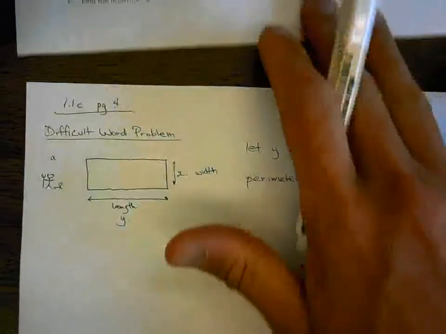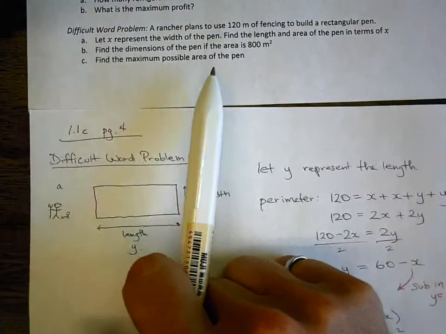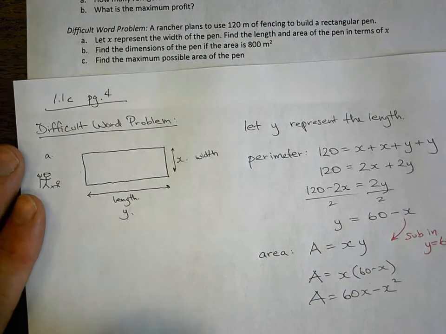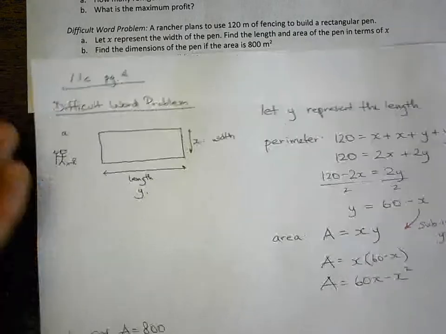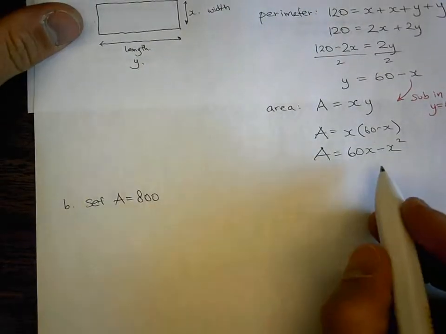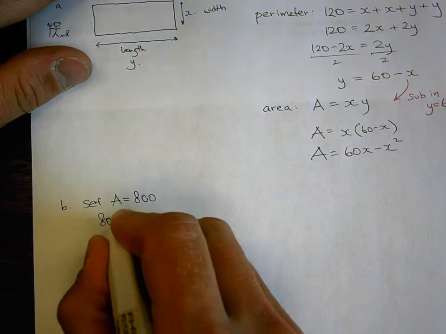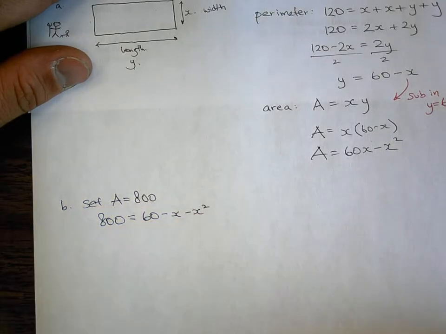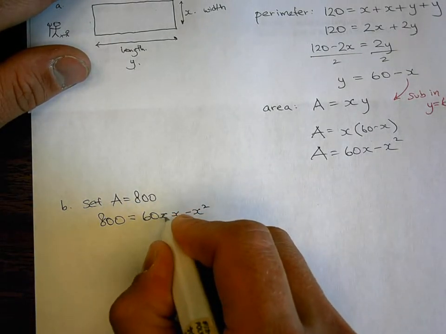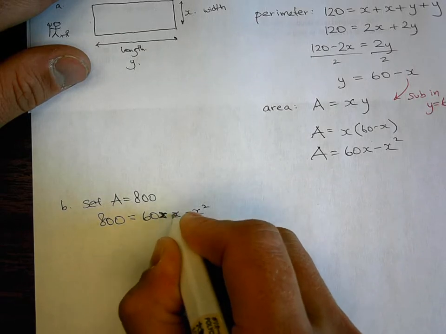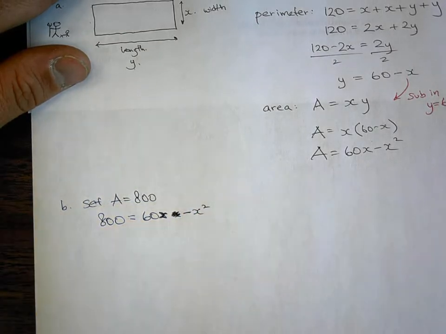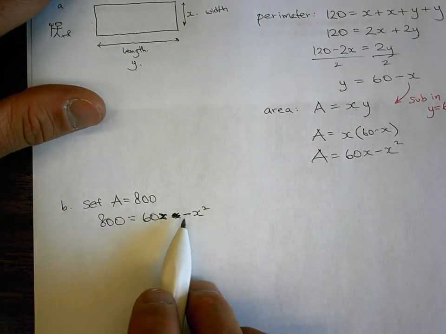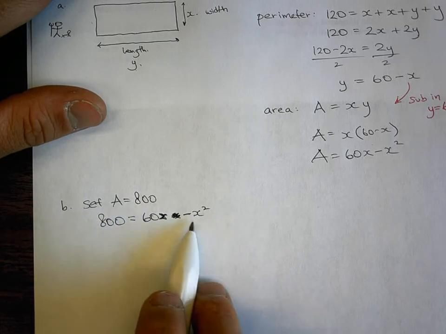Part B, find the dimension of the pen if the area is 800. Okay, well, that means I'm going to set area equal to 800. Fortunately, I have a great formula here. So I have 800 is equal to 60x minus x squared. Now remember, we talked about this in the lesson. I need to solve this expression for x. I have to figure out what x is.